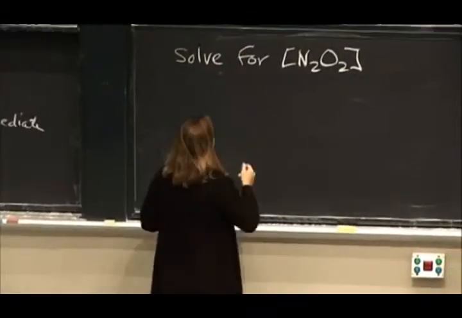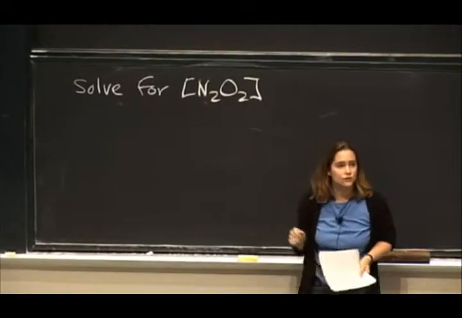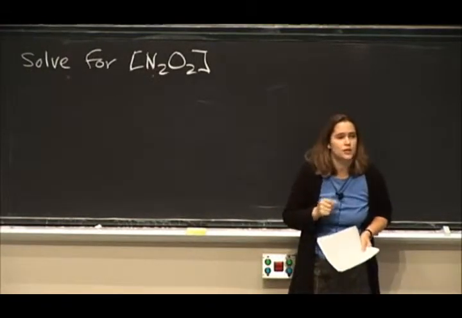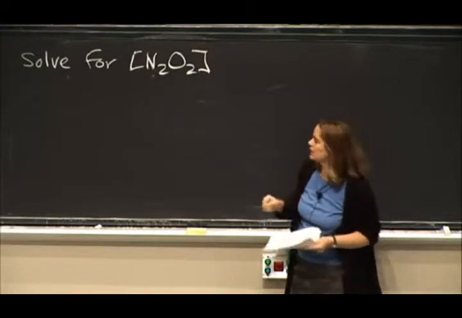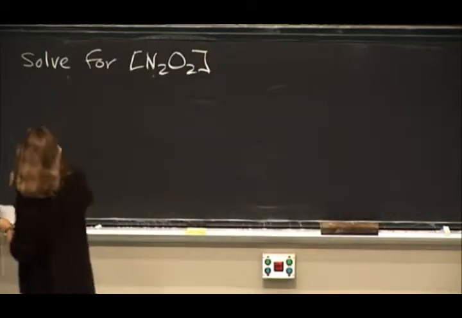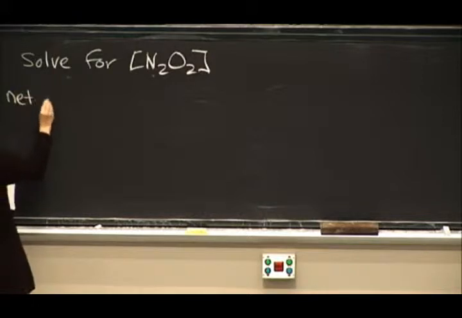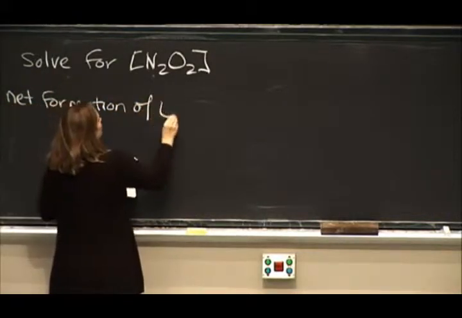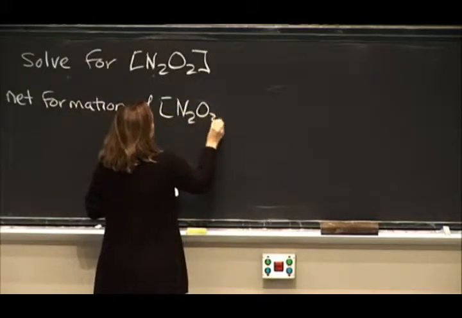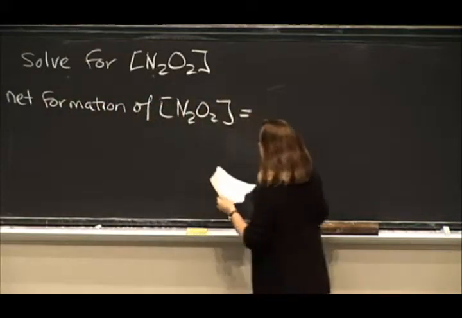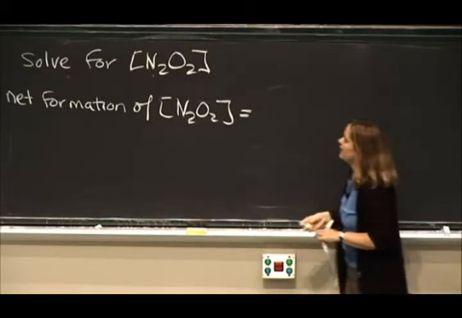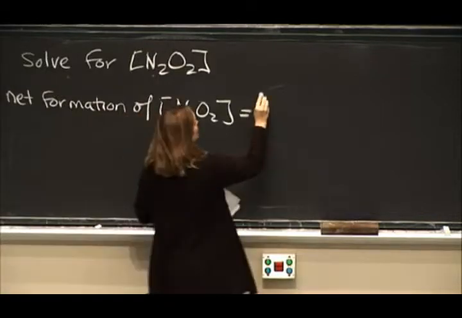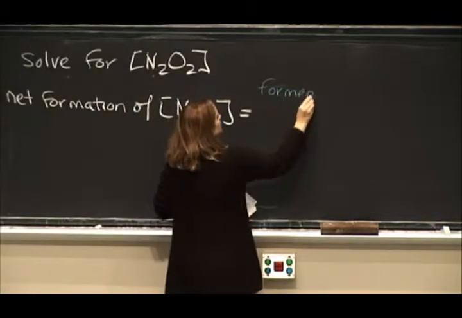So we need to think about how this intermediate is formed, and we need to think about how the intermediate is decomposed, and we need to think about how this intermediate is consumed. So the net formation of N2O2 is going to be equal to the rate at which it's formed. So the rate at which it's formed.